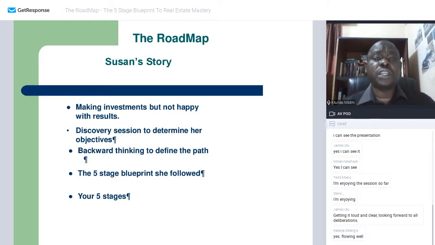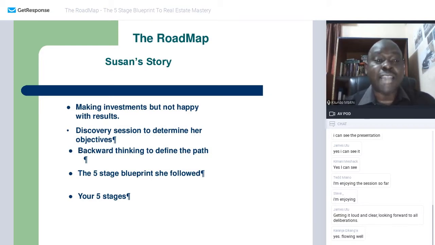What we did with Susan is a process I call backward thinking. Backward thinking means that I took Susan to where she wanted to go. Then we worked backwards to discover the route that she needed to take. Does that make sense? We designated where she wanted to go, then we walked backwards in order to discover the path of least resistance. So we did this backward thinking process to define the path that she was going to follow.